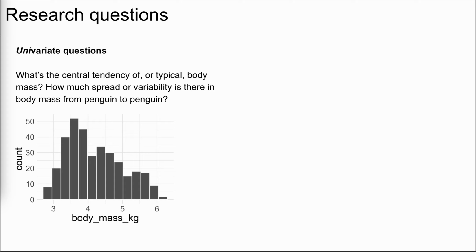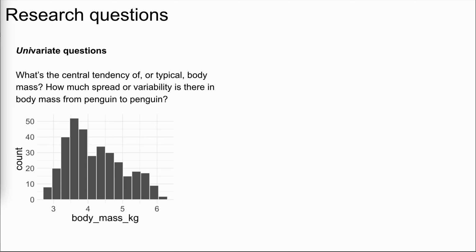We can start our penguin analysis with some univariate research questions, that is, questions about a single variable of interest. For example, suppose we're interested in body mass in particular. Then we want to know what's the central tendency of, or typical body mass. How much spread or variability is there in body mass from penguin to penguin? To this end, a histogram demonstrates that the typical body mass is around roughly 4.5 kilograms, though it ranges between roughly 3 kilograms and 6 kilograms.